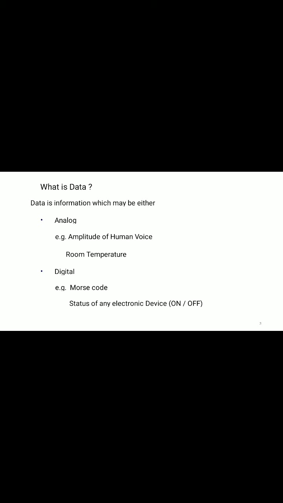So first of all, what is data? Data is nothing but information. This information may be either analog information or digital information. An example of analog information is the amplitude of the human voice or room temperature. Examples of digital information are the status of any electronic device, that is either on or off, or Morse code.